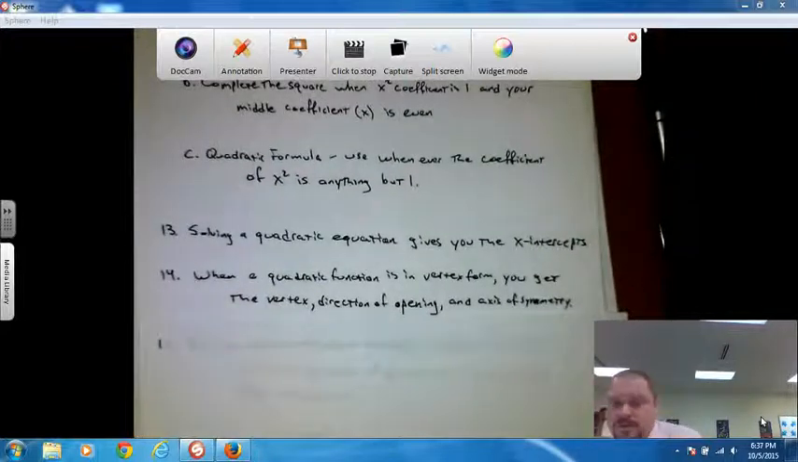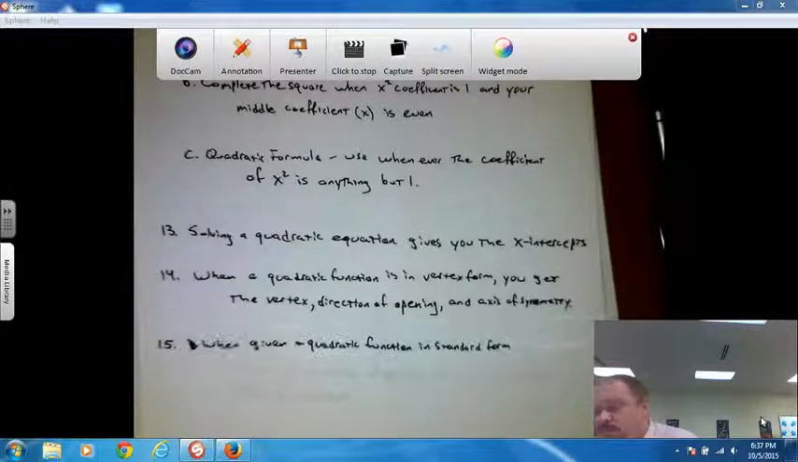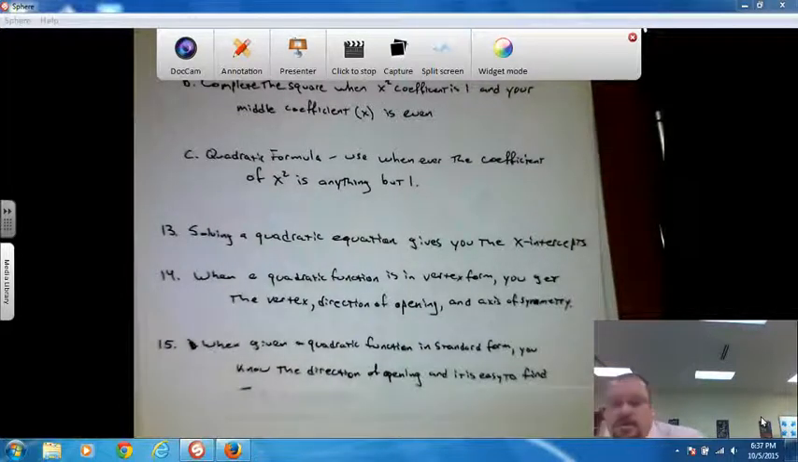Okay. For 15, it says when you have a quadratic function in standard form, what information do you have about the graph? Well, if it's in standard form, what I know is what direction it opens. If the first number is positive, it opens up. If the first number is negative, it opens down. And then I know the y-intercept because it's the last number.